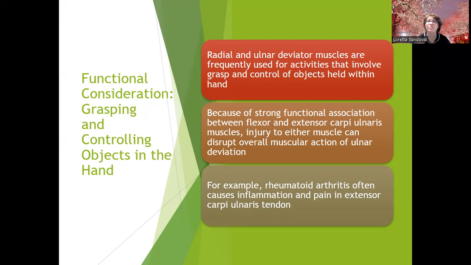Because of strong functional association between flexor and extensor carpi ulnaris muscles, injury to either muscle can disrupt the overall muscular action of ulnar deviation. So if someone has rheumatoid arthritis, which causes inflammation and pain in that extensor carpi ulnaris tendon, it can really affect their grasping capability.